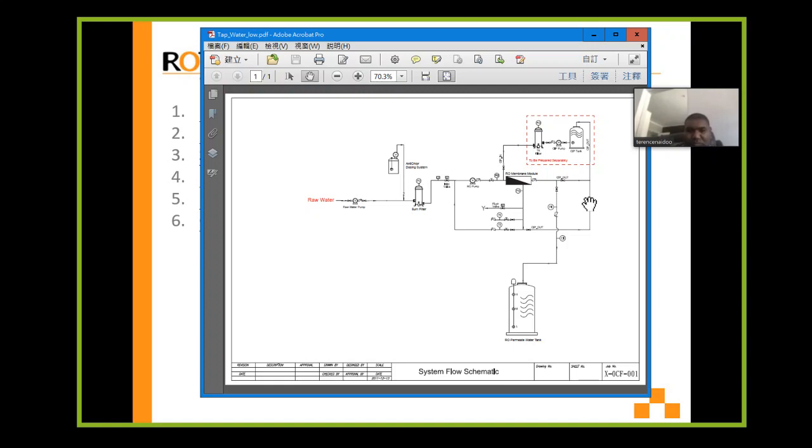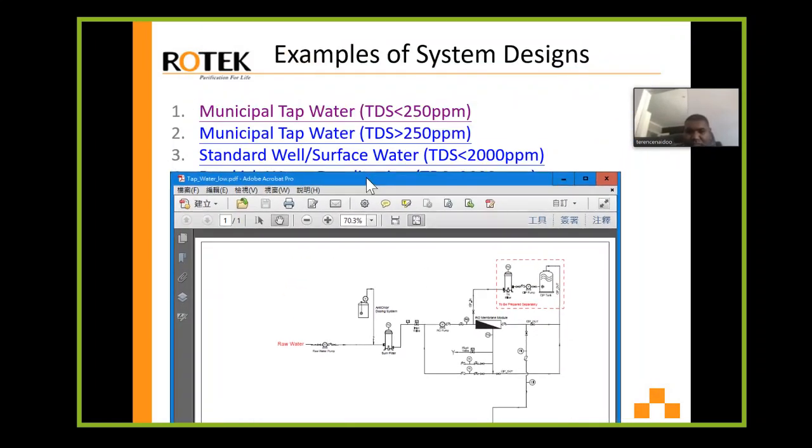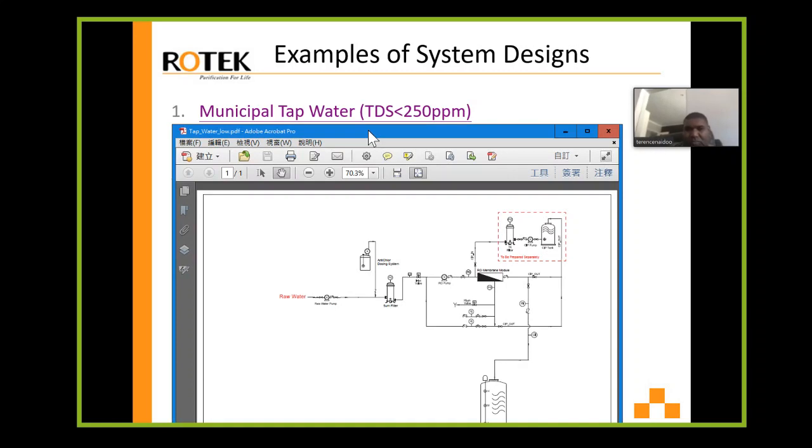That's it. This is only for TDS below 250, and this is a low recovery rate design, below 50%. 50% is also acceptable with this design, but if you want to achieve a higher recovery rate, you can add antiscalant dosing. So two dosing systems with the RO, that's it. You don't need those three columns anymore for municipal water.